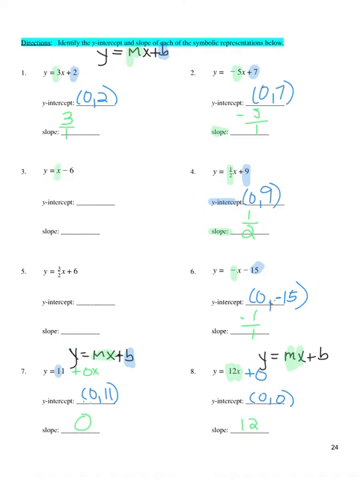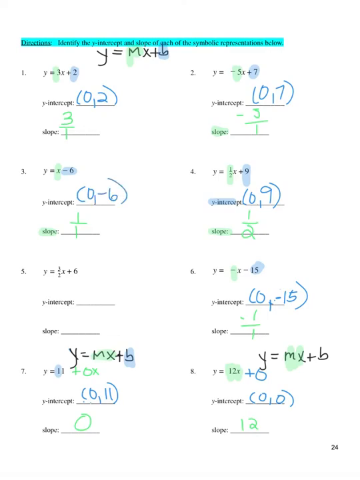My y equals mx is my slope. I just have a 1 there, so I know that my slope is 1 over 1. Then I go here, y equals mx plus b. B is my y-intercept, so this is my y-intercept. So it's a -6, and I'm going to write this as an ordered pair, so 0, -6.